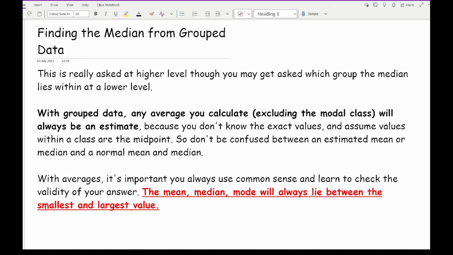Now with averages, it's always important you use common sense and learn to check the validity of your answer. So in other words, the mean, the median, the mode will always lie within the smallest value and the largest value. So if you've got data between 0 and let's say 100, then all three of your averages should be a number between 0 and 100. It will never be a negative number, it won't be anything bigger than your largest value. So always check the validity of your answers, because it's very easy to make a mistake, particularly when you're using your calculator and you're not remembering BIDMAS and you're not pressing equals at the right point. It's very easy to make a mistake, even though your logic and your methodology may seem correct.